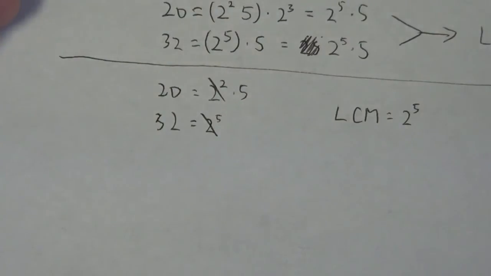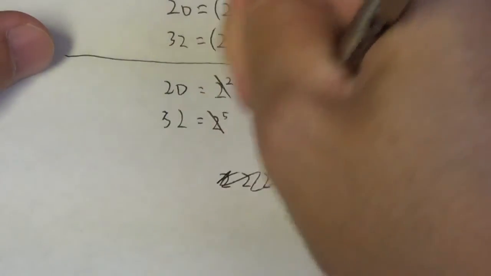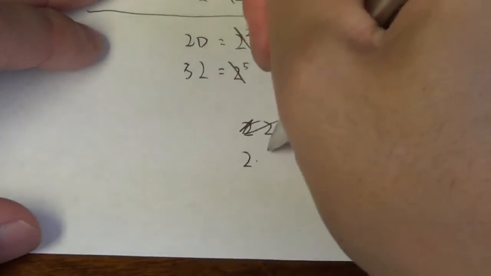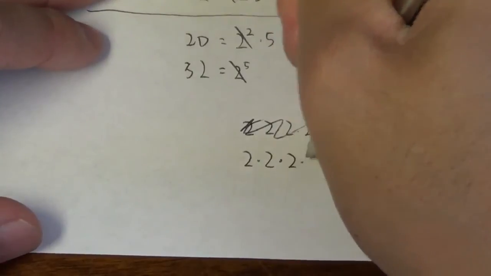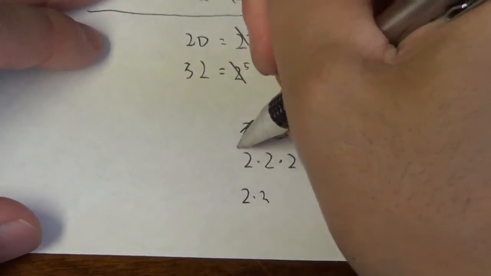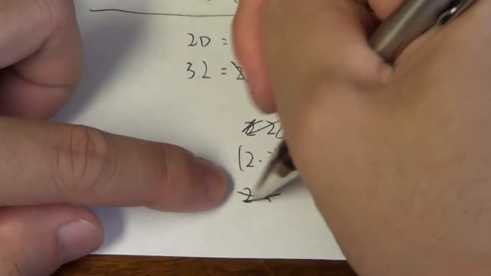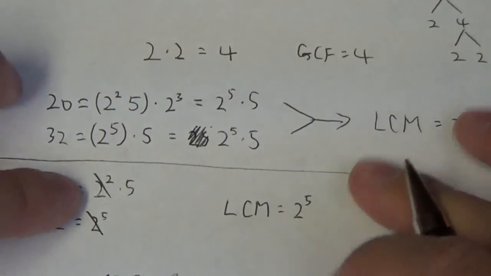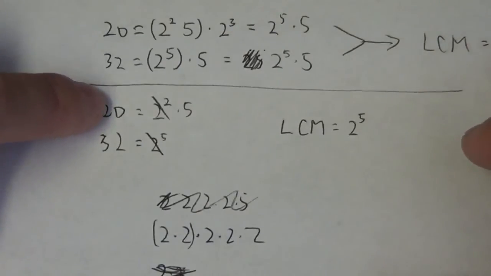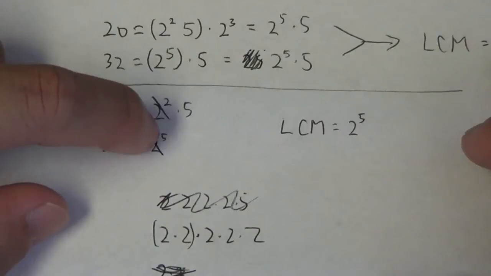both of these. Okay, because if I multiply 2 by itself 5 times, I will automatically include 2 of these. So I don't need to add additional ones. These have already been included, so by putting down 2 to the power of 5, it includes the one from the 20.